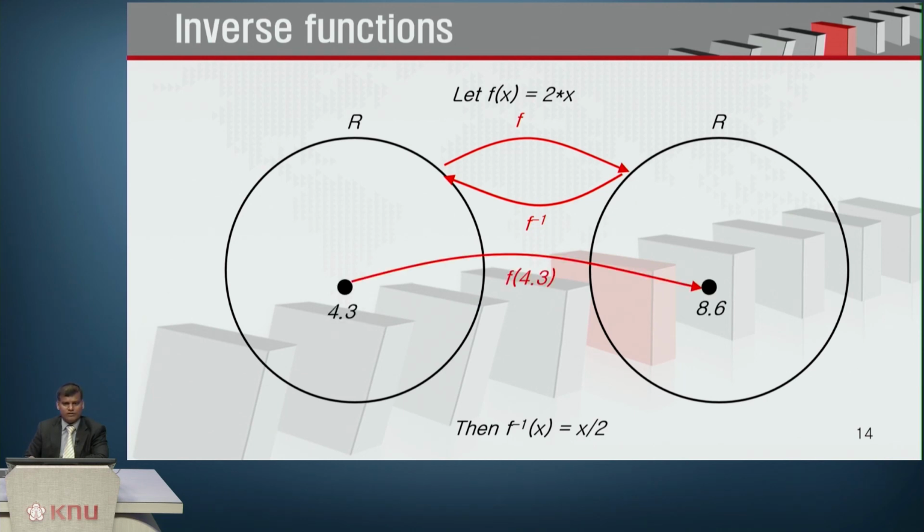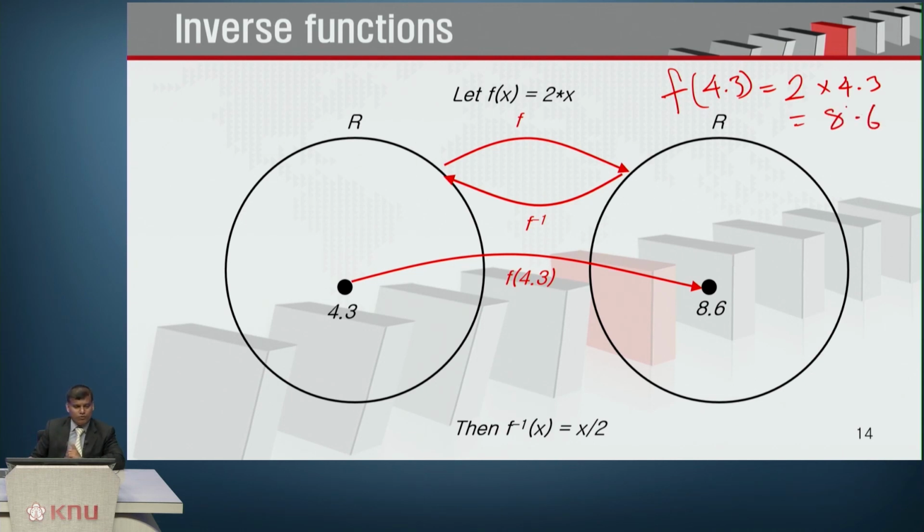Say for example here your x is 4.3. So what happens while you are mapping? That is 2 times x, it becomes 8.6, right? While you are mapping, or while you are replacing x in f of x with 4.3, that equals 2 times 4.3, and that's 8.6.